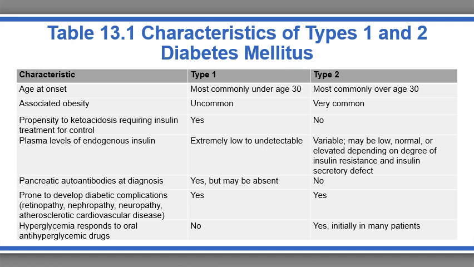One of the other differences that you see is how, when they do get hyperglycemia, they respond to oral anti-hyperglycemic drugs. Type 1 diabetics don't tend to respond well to that, whereas type 2 do.